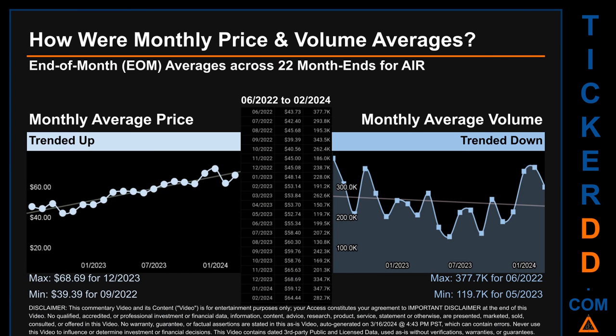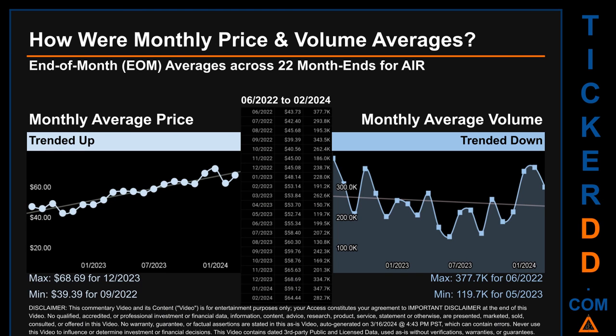How were price and volume averages for AIR? Across 447 trading days, there were a total of 22 month ends, of which monthly averages for daily price and volume were calculated. Overall, monthly price average trended up while monthly volume average trended down.